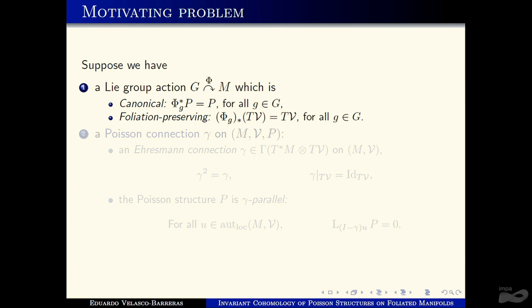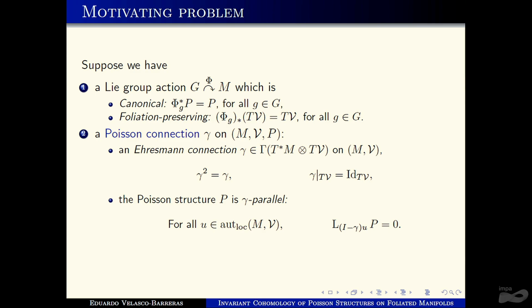And on the other hand, we have a Poisson connection on this Poisson foliation, which is an Ehresmann connection on this foliated manifold, a vector valued one form satisfying these two properties, which is compatible with the Poisson structure in the following sense. For each local projectable vector field, the horizontal part with respect to the given connection is an infinitesimal Poisson automorphism of the Poisson structure.